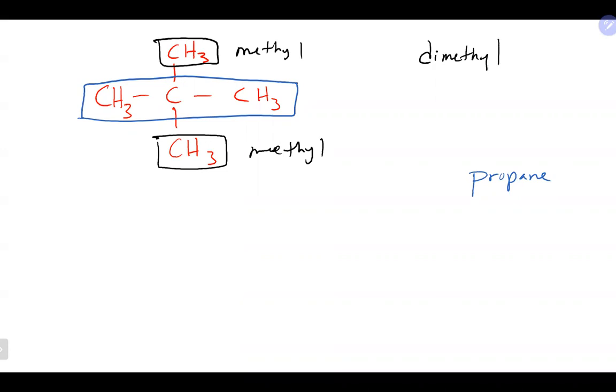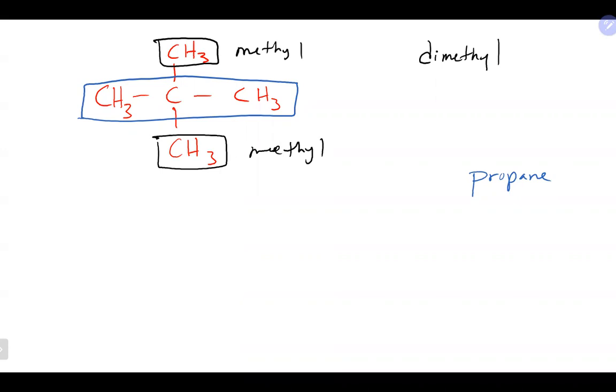Again, it's not because they're on the same carbon, but just because there are 2 groups in the compound. They could be on different carbons and they would still be di. But because there are 2 of the same groups, you do need to put the prefix in front of the group name there. Any questions on that there?